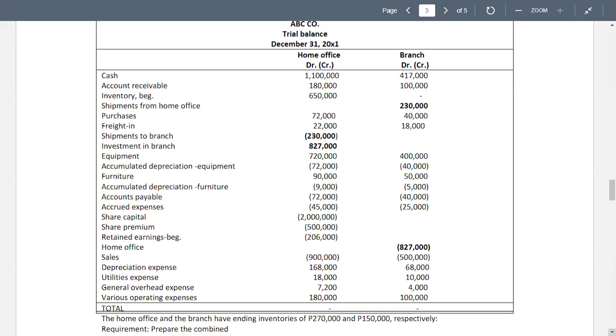Okay? So, we begin with home office, debit, credit, and then we have the branch, debit, credit. So, you already have two columns, followed by the third column, elimination, debit, credit. So, debit and credit inside the parentheses. Credit is open, close, parentheses.